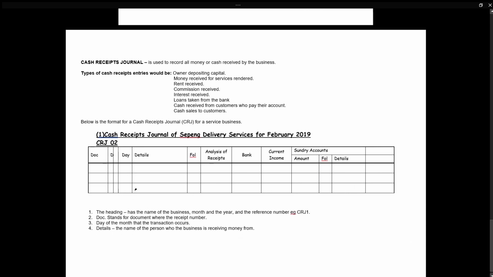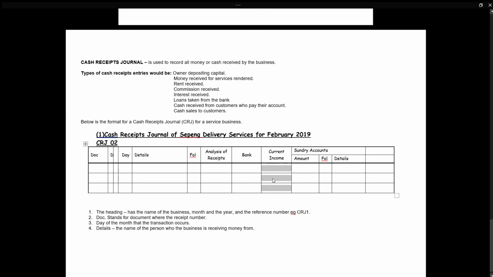Your day will be the day on which the transaction took place. Details, who are you receiving this money from? Folio in grade 8 normally empty, you use this later on. Analysis of receipts, whenever it is not a direct deposit into your bank account, it will reflect in this column as well. But very importantly, you need to remember this is not an account. You're just analyzing the money that you receive that you know of. When it's deposited directly into the bank account, analysis of receipts will be empty since you did not get the opportunity to analyze that transaction before it reflected in your bank account.